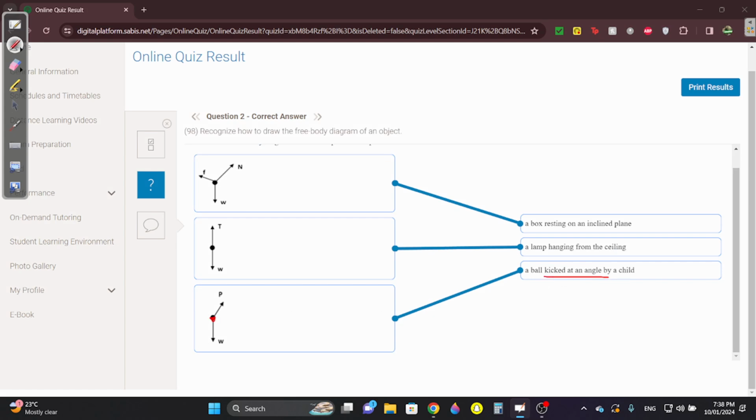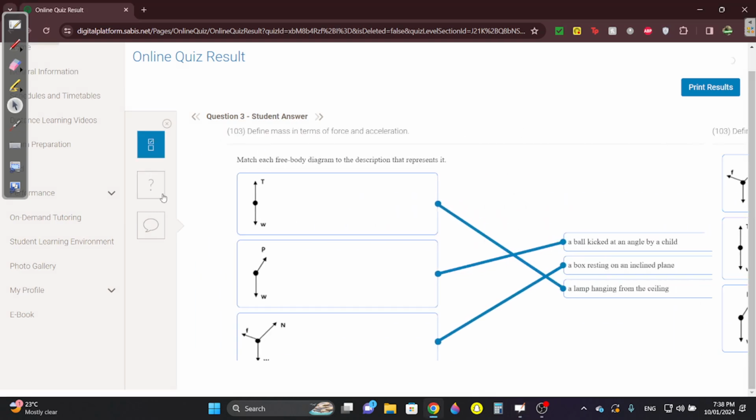And the last one: a ball kicked at an angle by a child. Weight is always there. Imagine this is the grass pitch. The weight is going to be pulling the ball down, and then this is the kick, P. I don't know why they called it P, they could have said K or something. But this one is pretty simple.